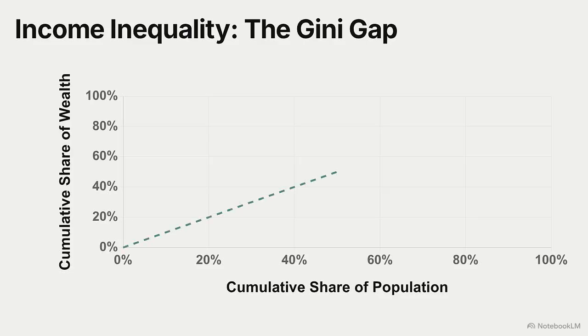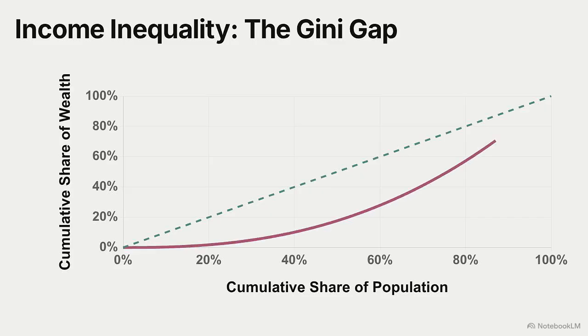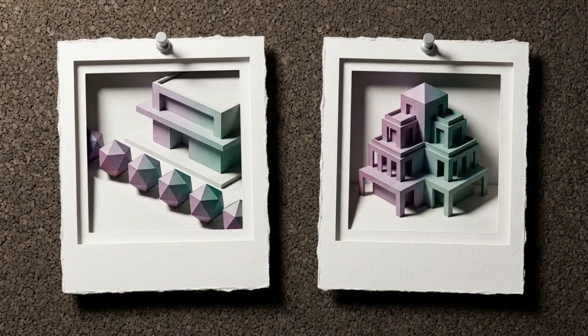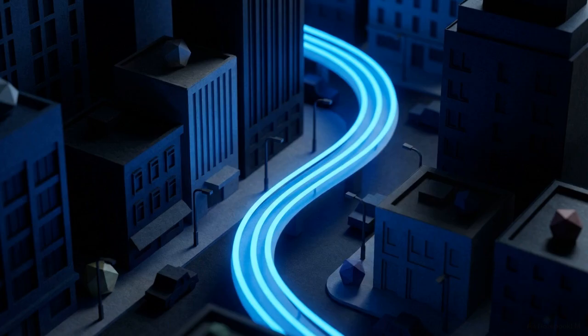Inequality is often measured by the Gini coefficient, a statistical dispersion metric representing the income distribution of a nation's residents. Poverty and inequality are static measurements. They capture a snapshot of who has what at a specific moment in time. Mobility, however, is a dynamic process. It measures the rate of intergenerational movement over a lifespan.